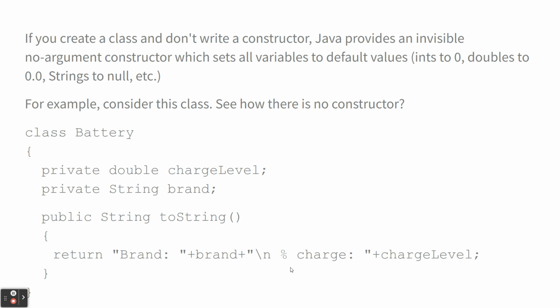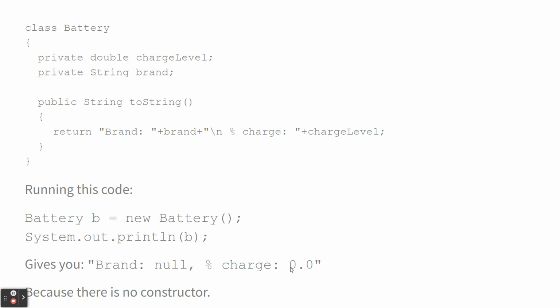So here's an example. The battery class has a double charge level and a string brand. And if you created a battery object, like I do right here, battery B equals new battery, and then I printed it, you'd get brand equals brand colon null percent charge 0.0. And that's because there's no constructor.